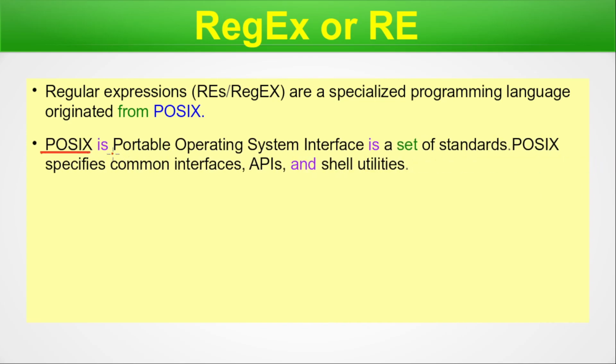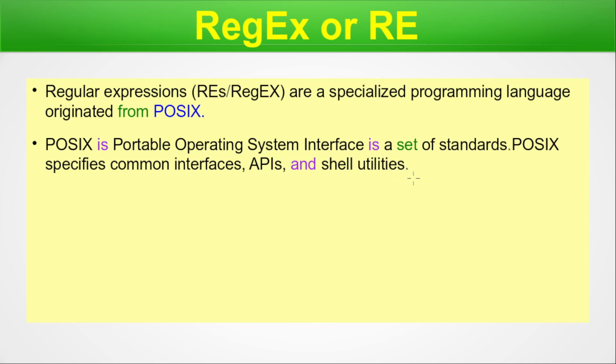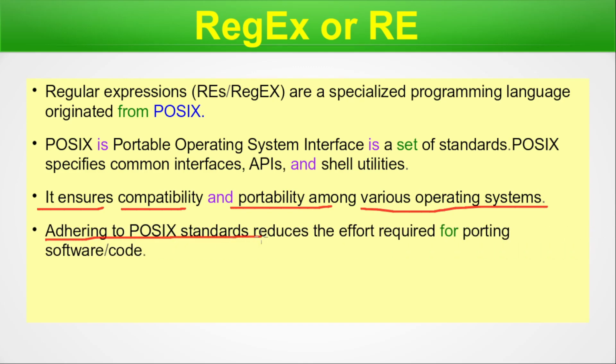POSIX, called Portable Operating System Interface, is a set of standards. So it is a standard. POSIX specifies common interfaces, APIs, and shell utilities. That means the POSIX allows some code or some instruction that could be made compatible with multiple operating systems which support POSIX. It ensures compatibility and portability among various operating systems. That is just what we have talked about.